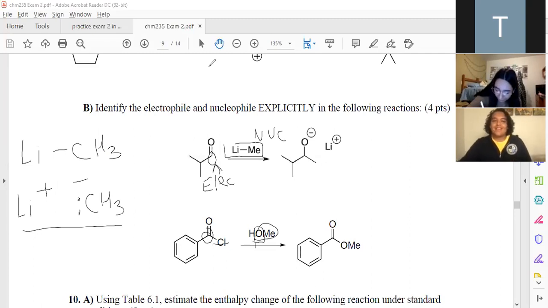Is this here in my product? No. So that means it broke out. It left, right? If it's not there in your product, it is a leaving group. That should be a dead giveaway. So write that down. If it is not there in your product, it is a leaving group. The nucleophile is what is adding to my molecule. The electrophile is the site where the thing is adding, right? Does that make sense?